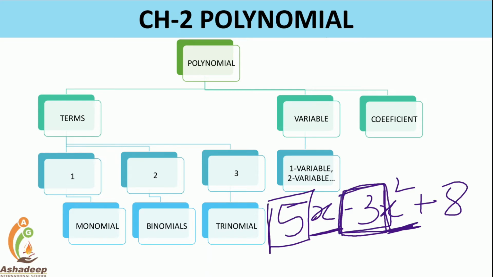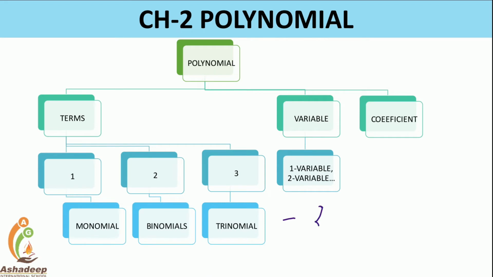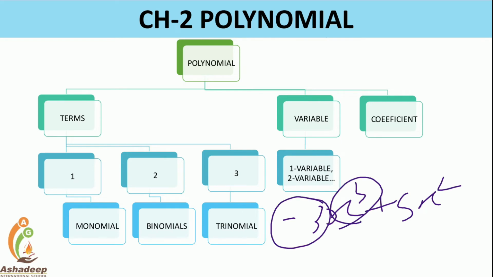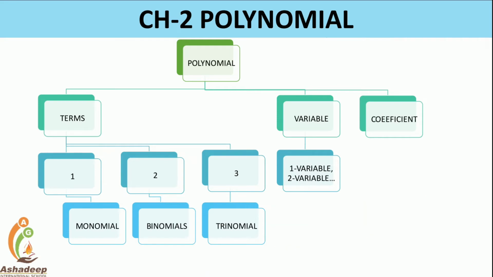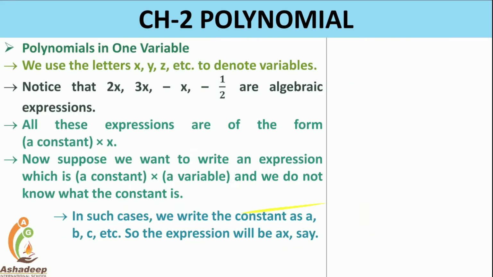Okay? If I write minus 3x cube plus 5x square, what is the coefficient of x cube? It is minus 3. What is the coefficient of x square? It is plus 5. Okay? So you need to consider the sign. This is the theory that I already explained in the previous two slides.